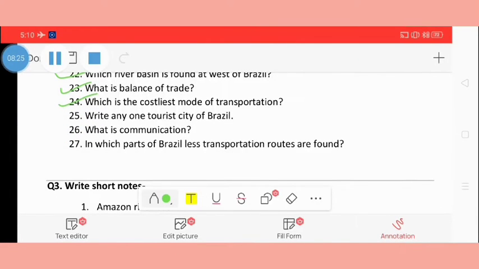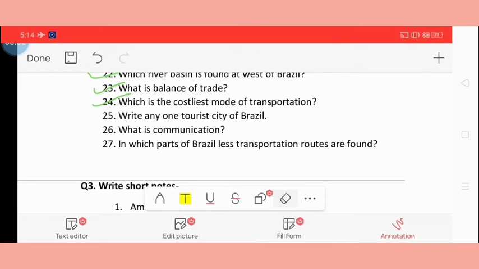Now question number 25. Write any one tourist city of Brazil. So the answer is, tourist cities of Brazil are Sao Paulo, Rio de Janeiro, Manaus, Brasilia. Brasilia is the capital of Brazil. So the answer is Sao Paulo, Rio de Janeiro, Manaus and Brasilia. These are the tourist cities of Brazil.